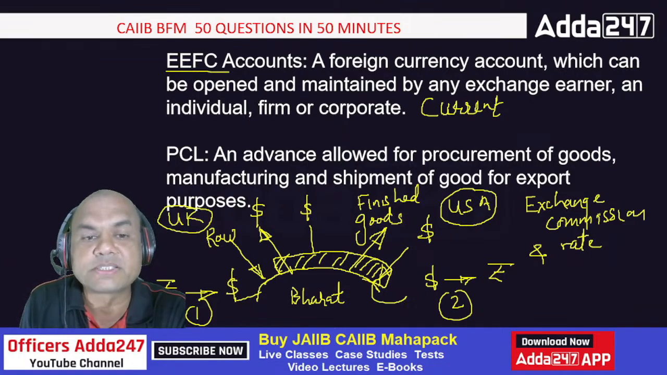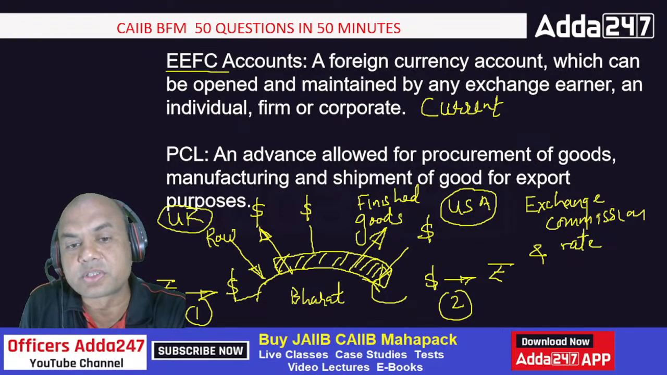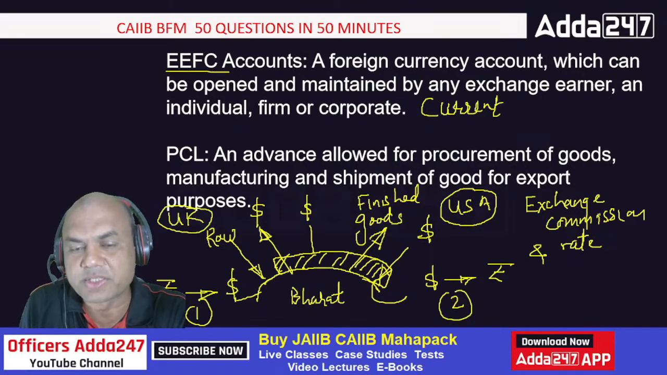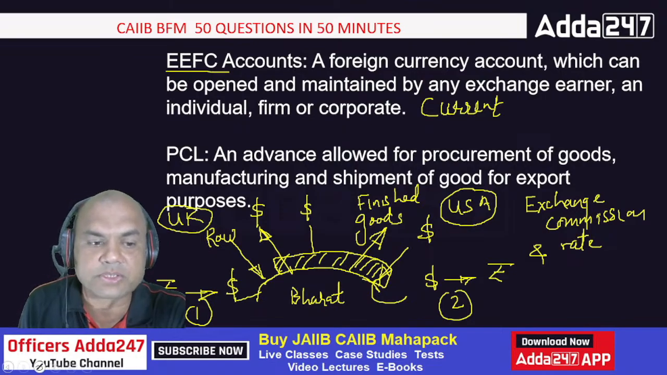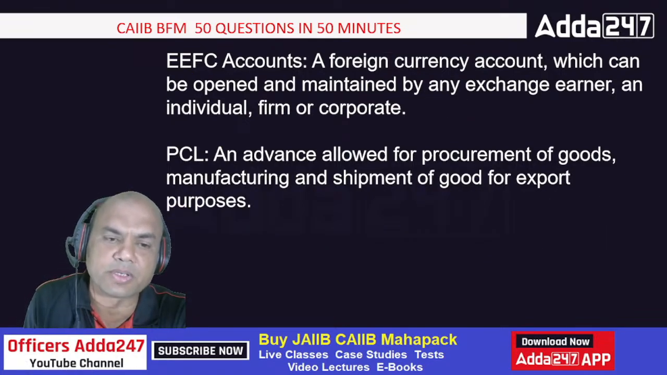Okay, PCL. PCL means what? It is an advance allowed for procurement of goods, manufacturing and shipment of goods for export purposes. Okay, clear? I'll remove this now. So now, what is PCL? Simple.